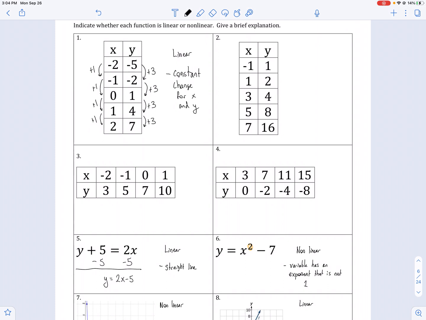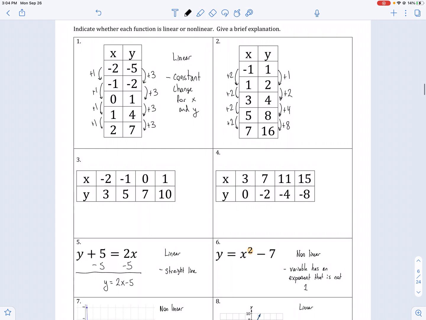Okay, so let's do the same thing for numbers 2, 3, and 4. Looks like the x value is getting bigger by 2 in this one, and that's for all of them. And then the y value starts off getting bigger by 1. Oh, but then it gets bigger by 2. I can automatically here say it's not linear. But I can keep going and realize, yes, the y values are not constantly changing. So this is non-linear, and not a constant change in y.